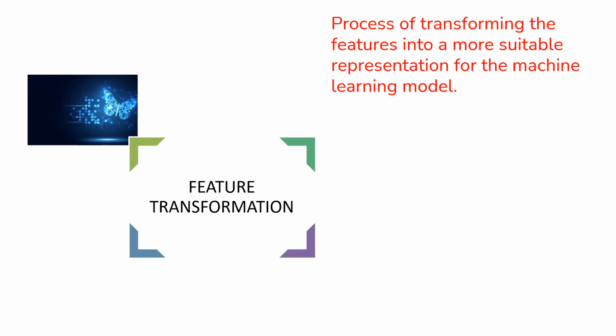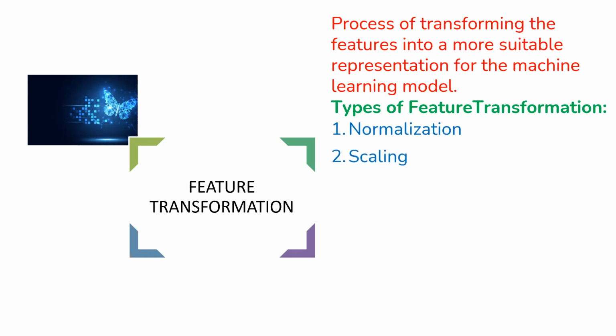Why do we do feature transformation? It is done to ensure that the model can effectively learn from the data. Our main aim is to make the model learn from the data. So we have to transform our data in such a way that it is more suitable for the machine learning model. Now we have 4 different types of feature transformation. They are normalization, scaling, encoding, and transformation.